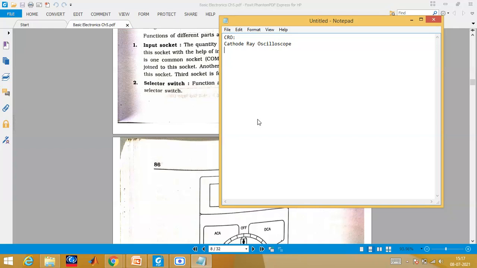Based upon the design of this oscilloscope, you can monitor the waveform which you are supplying to this particular CRO. So nowadays if you see in the market, there are different types of CRO available, not only analog but digital CRO is also available, where you will get everything measured automatically like time period, amplitude, and it will also calculate the frequencies automatically.